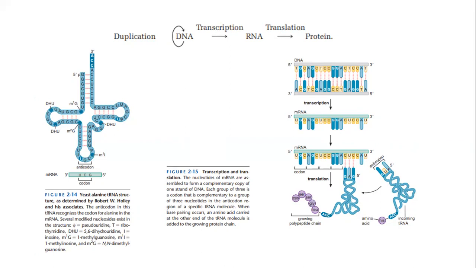adaptor molecule. The experiments to identify this adaptor molecule proposed by Francis Crick led to the discovery of transfer RNA. In 1953, Paul C.